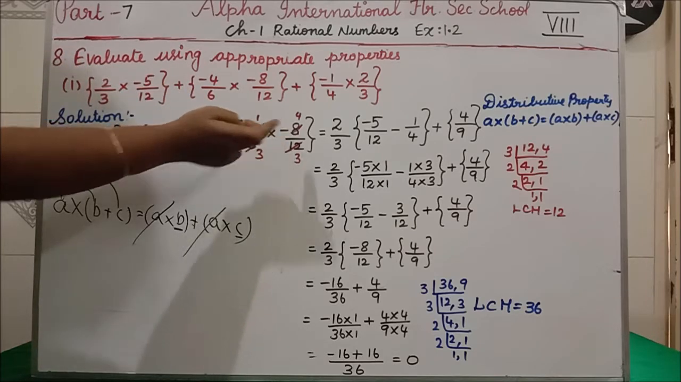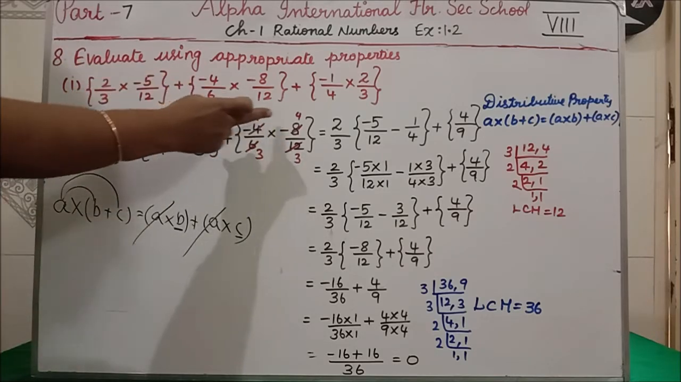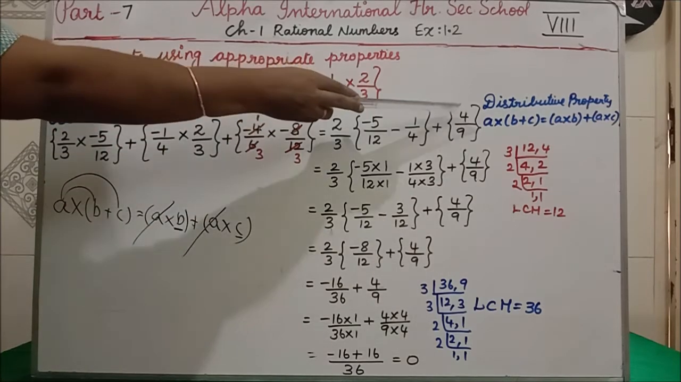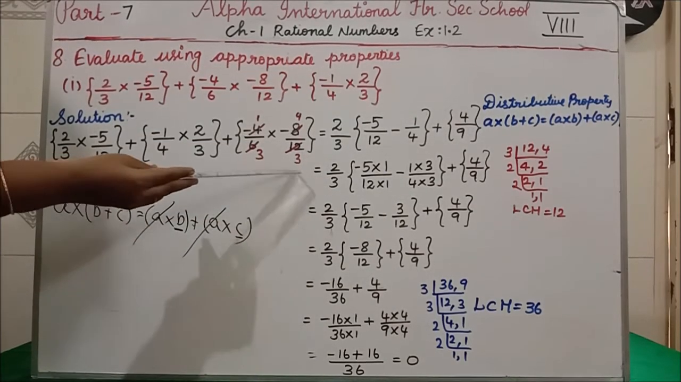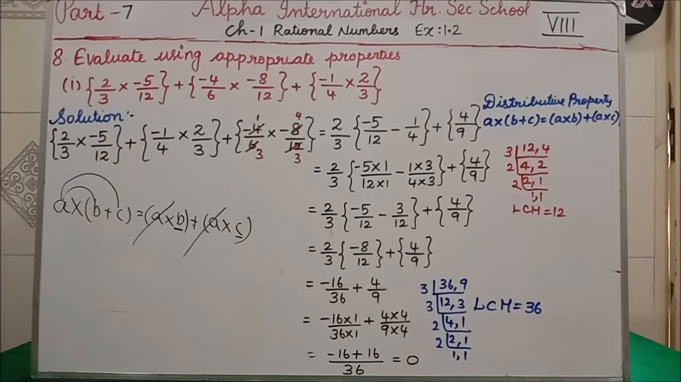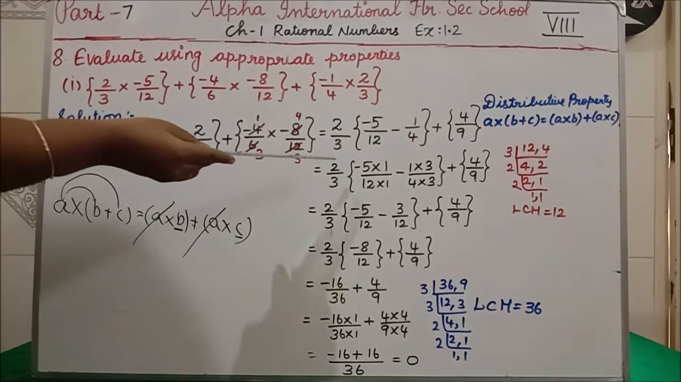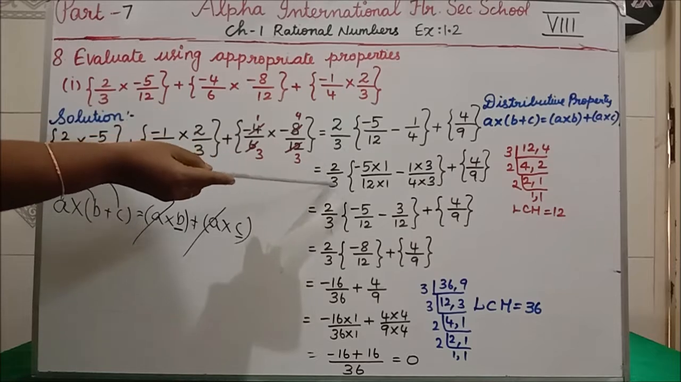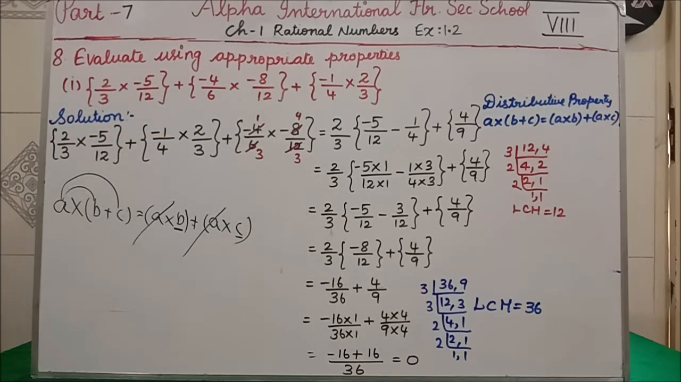Here also minus, here also minus. 1 into 4 is 4. See, I have written here 4. 3 3s are 9. I have written 4 divided by 9. Clear students, all of you are clear? Now we will see the next step. See, 2 by 3, the same 2 by 3 I have written down. Now next step, in between we are having minus.